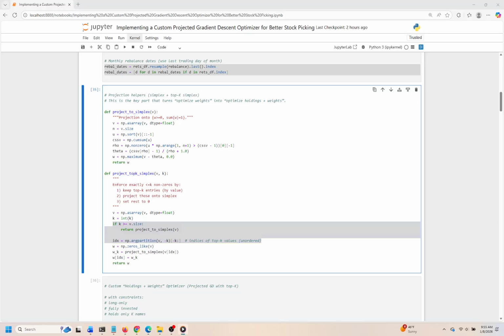It's important to note that while this approach offers great flexibility, it assumes that k is a valid positive integer and that the input vector has enough values to select from. One potential pitfall is not accounting for cases where k exceeds the length of the input, although the code handles that scenario well by reverting to the standard projection.